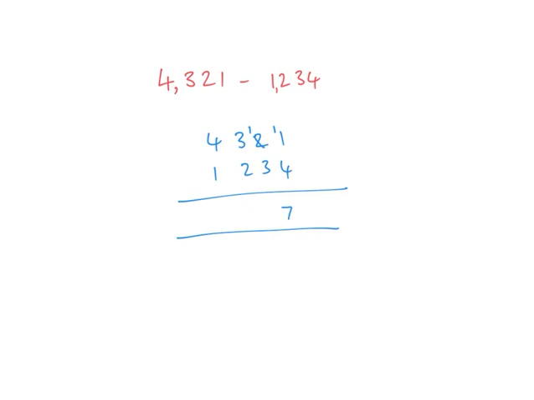We're left now with a situation where we do 1 subtract 3, well, that's no good, so we move over to the hundreds column. We take one of the hundreds from there, and we add that in there. So now we have 11 subtract 3. 11 subtract 3 is 8. 2 subtract 2 gives us a 0, and 4 subtract 1 gives us 3. So the answer is 3,087.